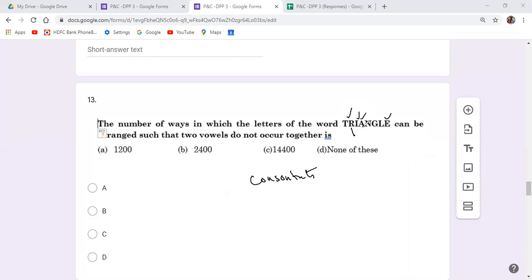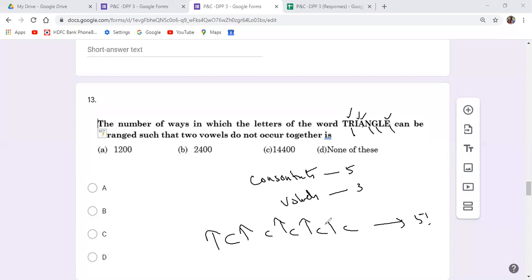5 consonants. Vowels, how many? 3. So first arrange the consonants. How many ways can you arrange them? 5 factorial. In between, you put the vowels. 6 places, so 6P3. So 5 factorial into 6P3, that is 5 factorial into 6 factorial upon 3 factorial. It will be 120 into 120, so 14400. Correct? Yes, sir. 14400.